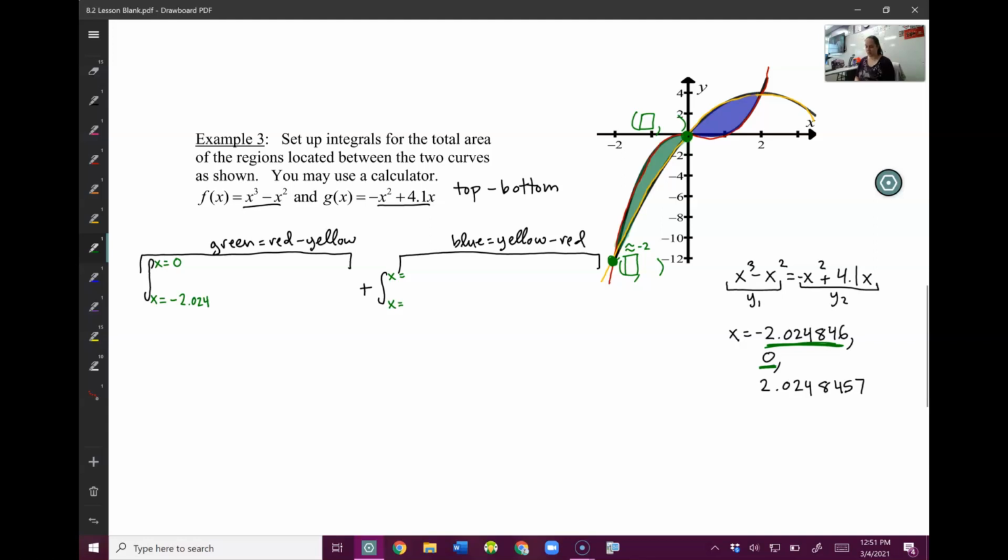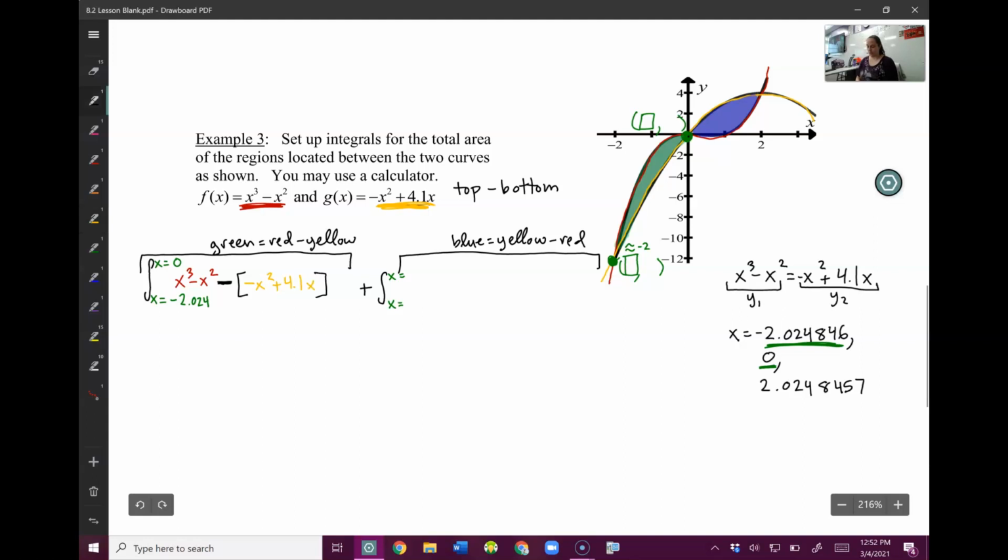Now let's do the red one minus the yellow one. This one is the red one. How do I know? Because the red one is cubic, a cubic shape, and that's a cubic equation. This one's got to be the yellow one because it's a parabola, and that's my yellow parabola shape. So this first one's going to be red minus yellow, x cubed minus x squared, minus the yellow one, -x squared plus 4.1x.